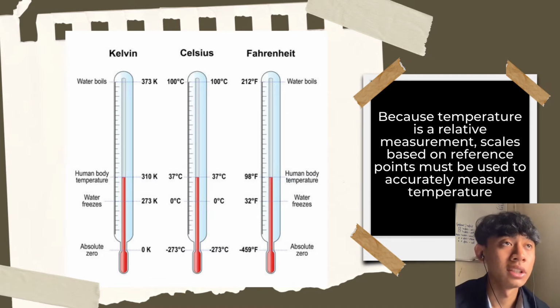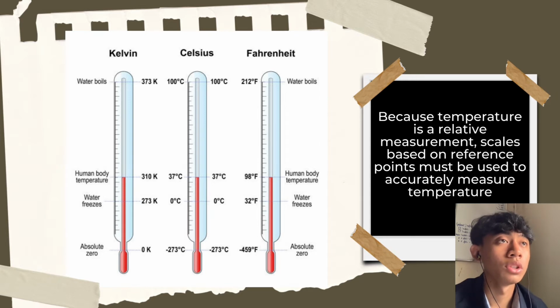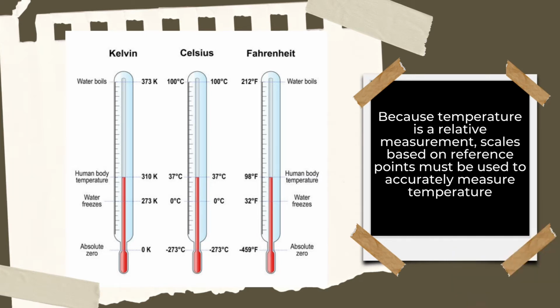temperature is 37 Celsius, water freezing is 0 Celsius, and the absolute zero is minus 273 Celsius. For Fahrenheit, water boiling is 212 Fahrenheit. The human body temperature is 98 Fahrenheit. Water freezing is 32 Fahrenheit, and the absolute zero is minus 459. Usually, because temperature is a relative measurement, scales based on different points must be used to measure accurately.